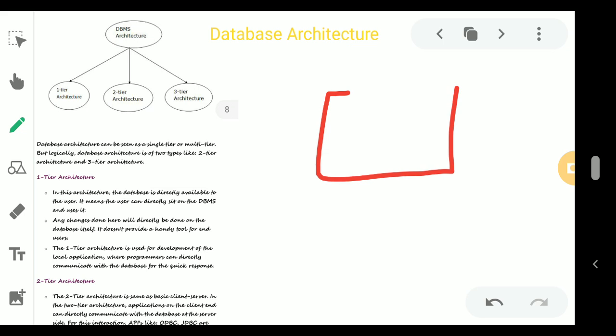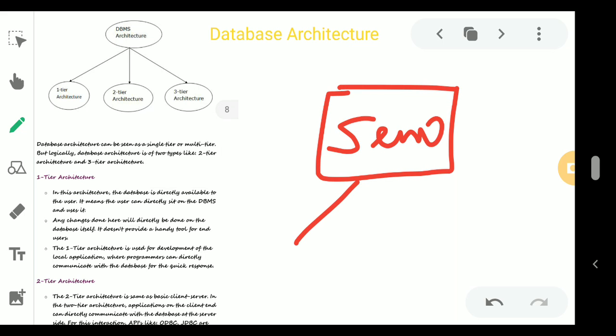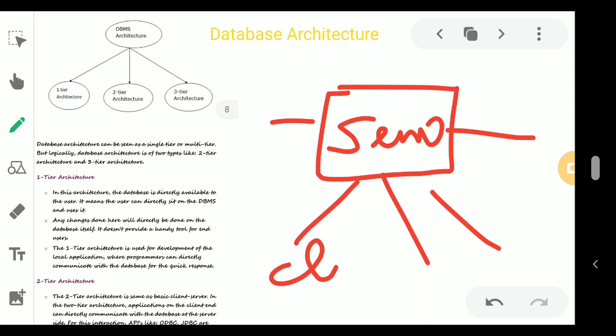Okay, in a client-server system there is a main server and there are many other clients. They need to send a request. The client needs to send a request to the server to get the information. So in a single tier architecture, what will happen? It can directly send a request. It doesn't need to go via some other application program, and they can retrieve the information. Any changes done here will be done directly on the database itself. So suppose a client or user is making any changes, it will be directly reflected in this central database.